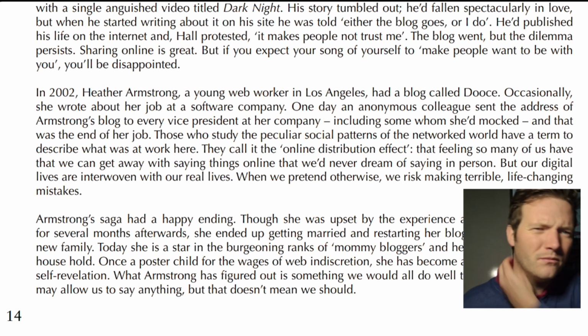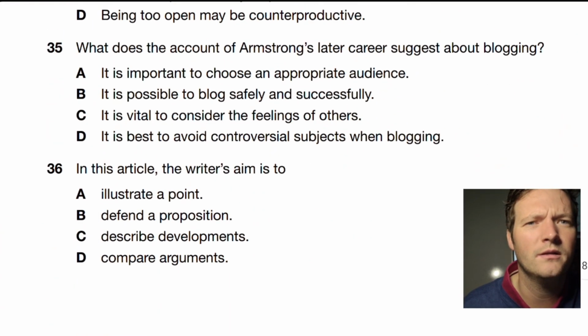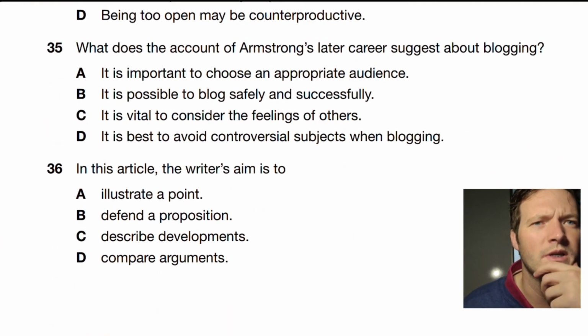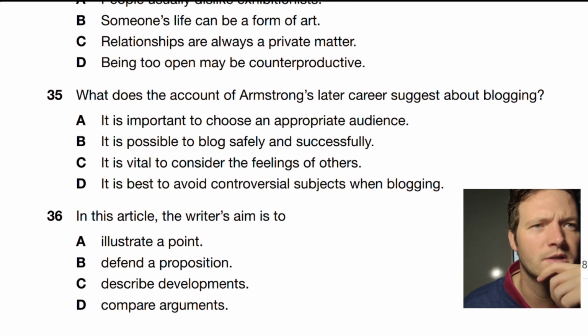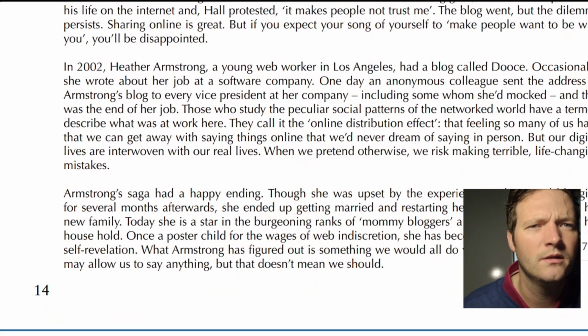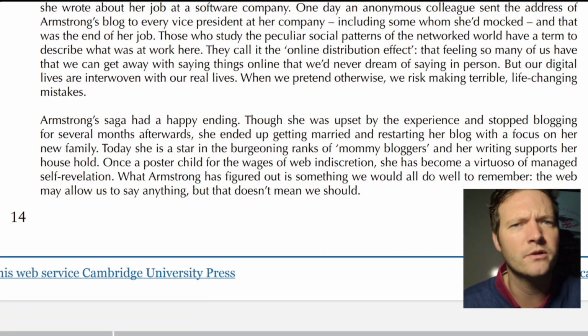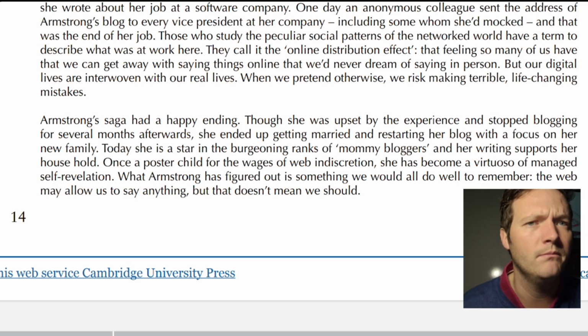I don't know. What does it say about her later career? What does the account of Armstrong's later career suggest about blogging? Does that mention her later career? No, maybe we have to read the next paragraph. Armstrong's saga had a happy ending. Okay, maybe it's in here.